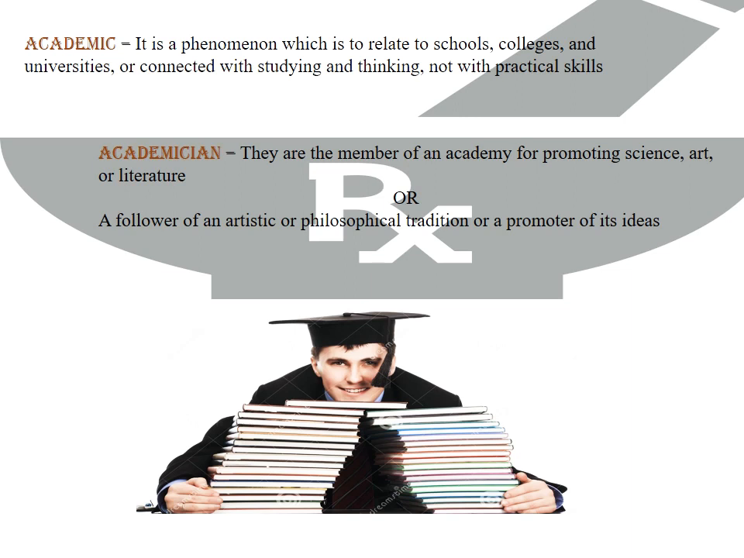Academic means a phenomenon related to schools, colleges, universities, or connected with studying and thinking, not with practical skills. In the same way, an academician is a member of the academy for promoting science, art and literature. Or we can say a follower: an academician is a follower of artistic or philosophical tradition or a promoter of its ideas.